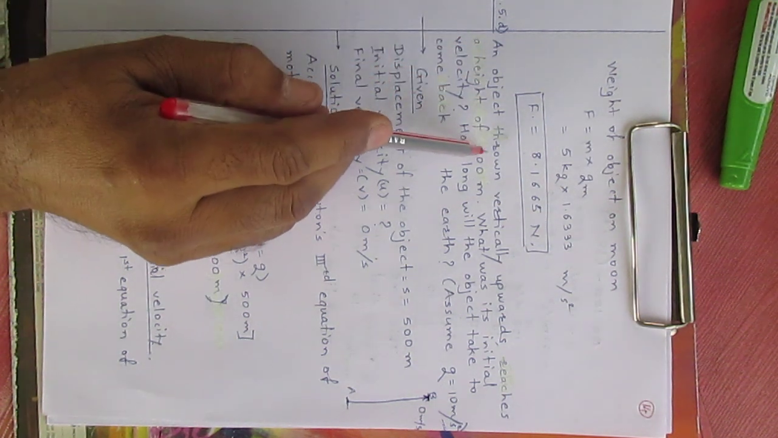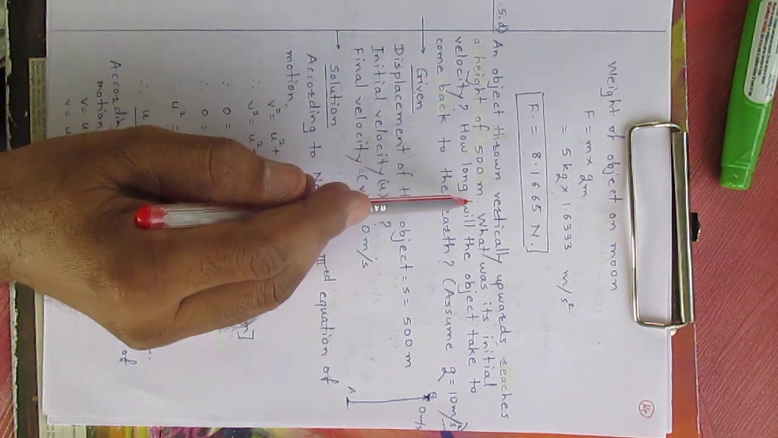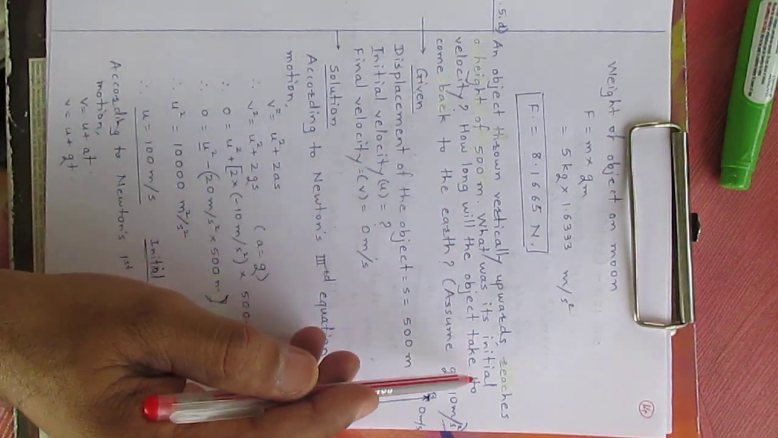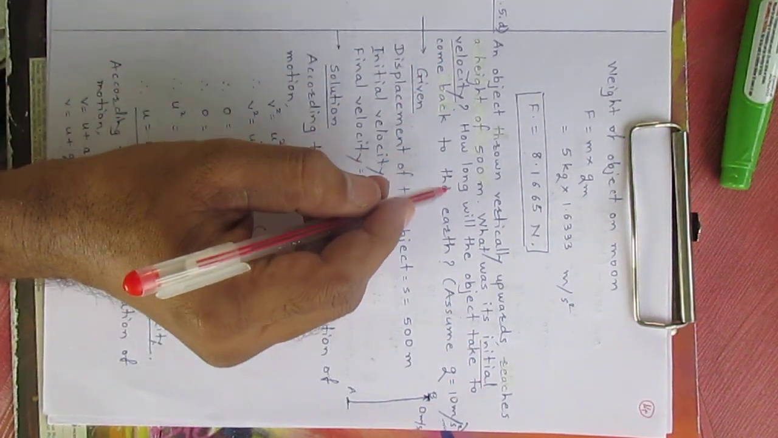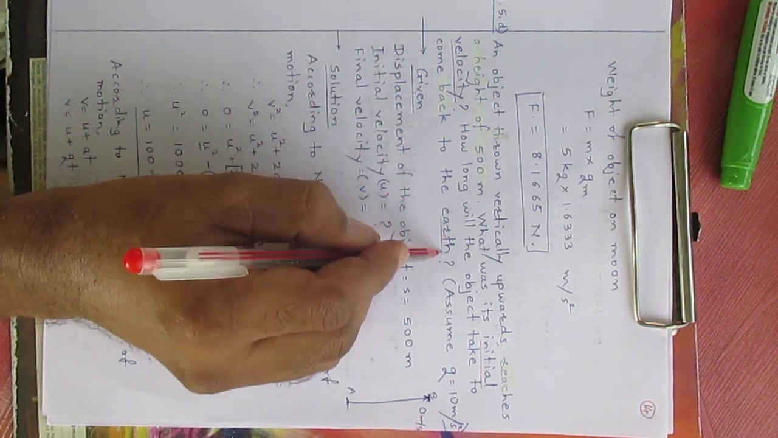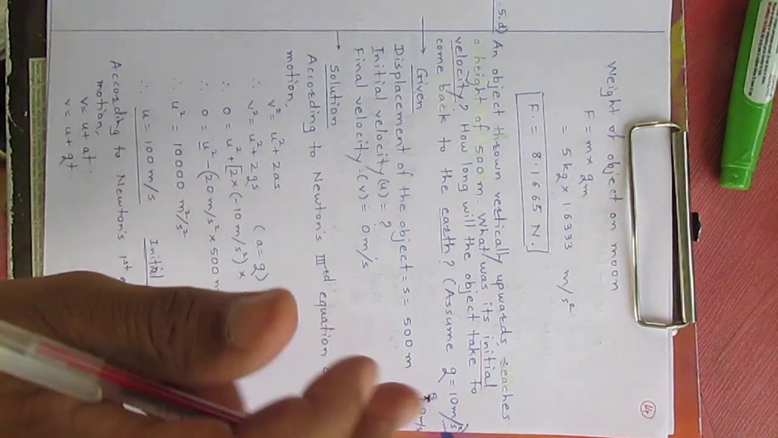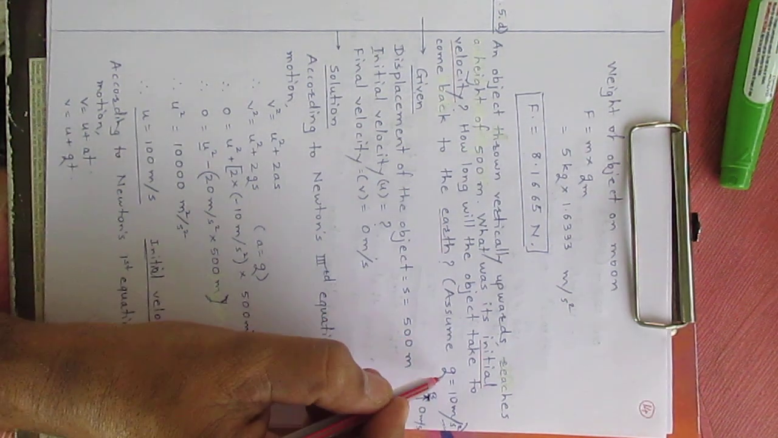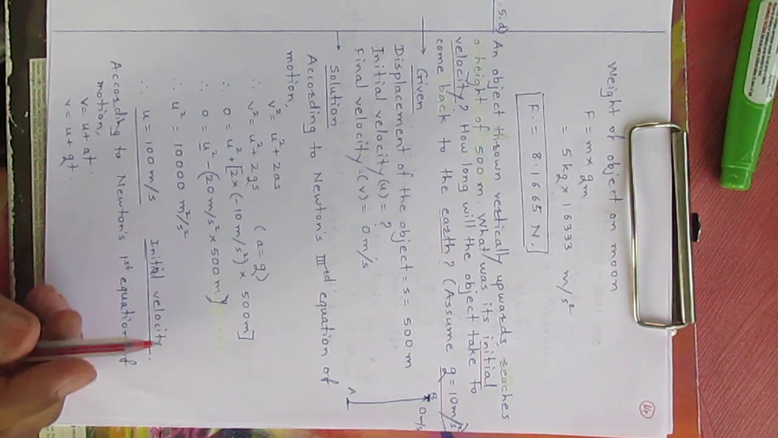An object thrown vertically upwards reaches a height of 500 meters. What was its initial velocity? This is to be found out. And how long will the object take to come back to the earth? That means how much time will be totally taken by the object to come down again. Assume that acceleration due to gravity is 10 meters per second square.